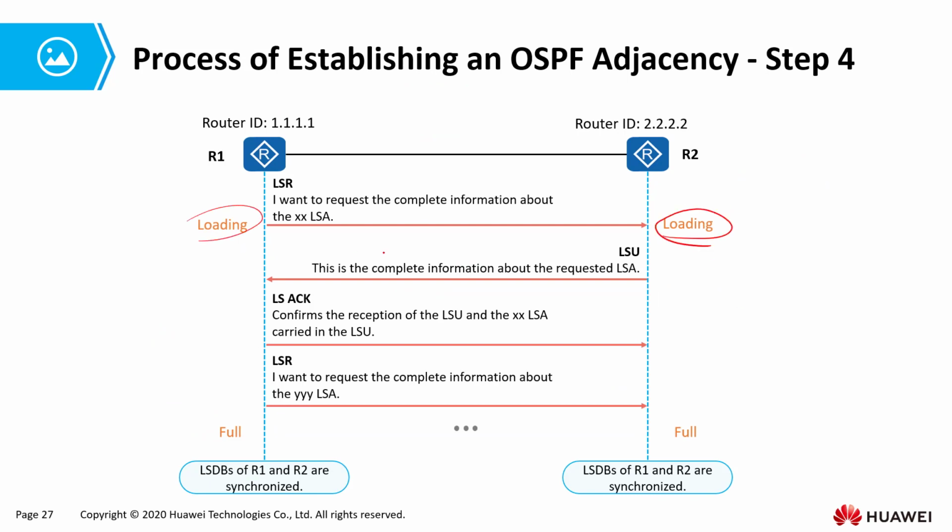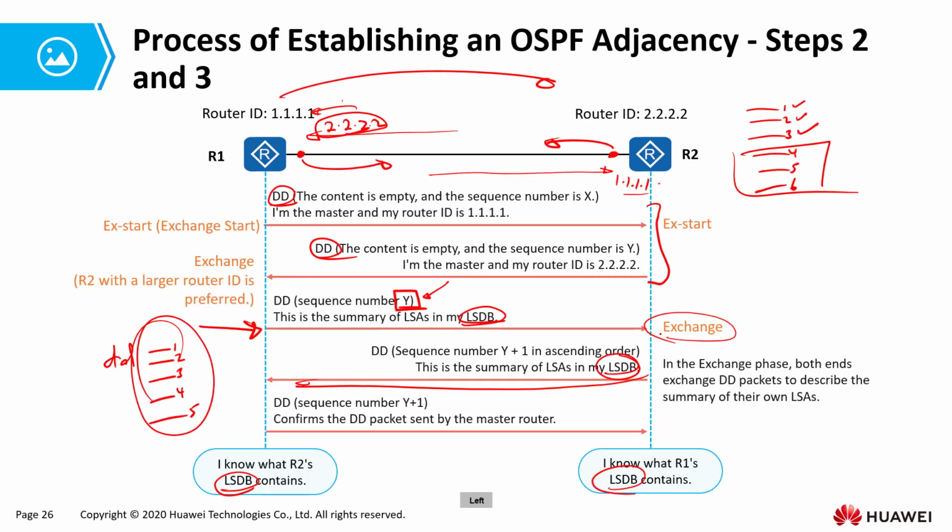At the loading state, we are going to use link state requests, link state updates, and link state acknowledgements for each and every missing link state advert until our link state database is fully synchronized. Now, this difference, you knowing the contents of my links database and him knowing the contents of your links database, that is different from you having all the contents of my links database and me having all the contents of your links database. So the purpose of the loading state is to synchronize. The purpose of the exchange state is to inform.